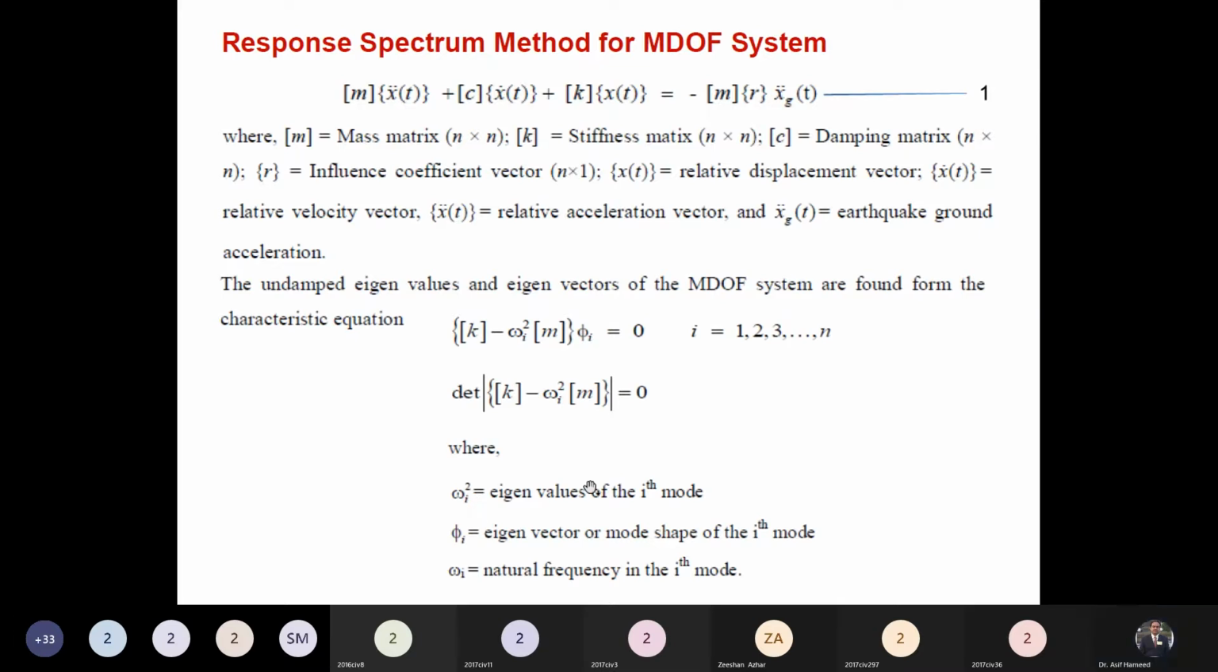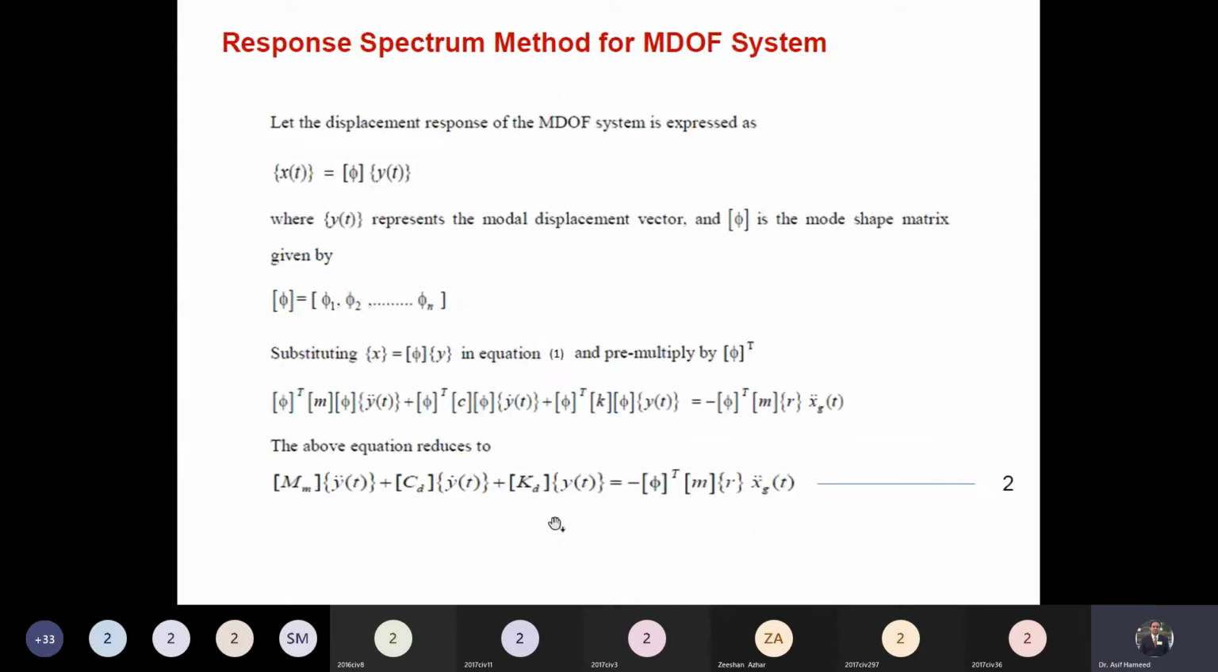modes. So what we have to do is simply perform the modal analysis. After performing the modal analysis, you will have the eigenvalues, eigenvectors, or the mode values and the mode shapes. Next step is, once we have performed the modal analysis, then we can transform the coordinates from the normal to the modal by multiplying with the modal matrix.